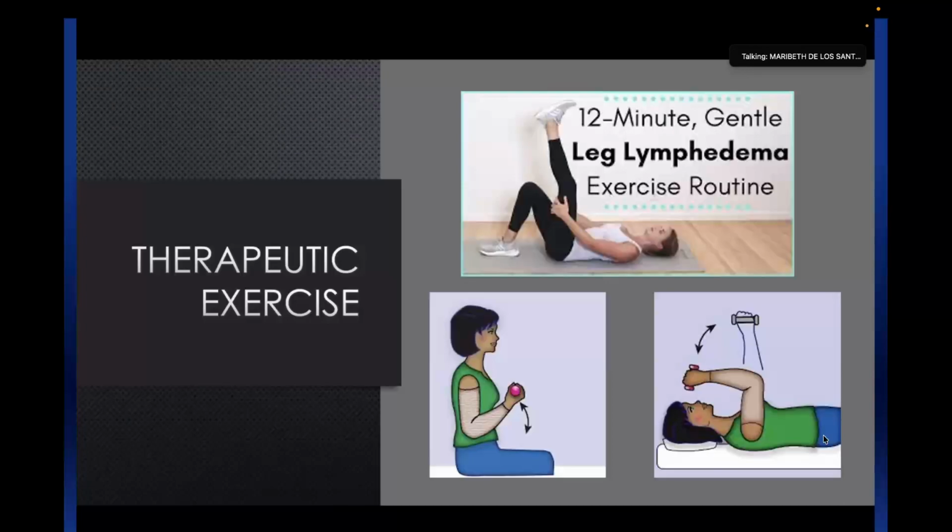So you have dumbbells, and then we have sleeves. No, if the lymphedema is in the upper extremity, we have sleeves or stockings that can usually be fitted for that particular limb. And during therapeutic exercise, the compression bandage or sleeves should be worn.